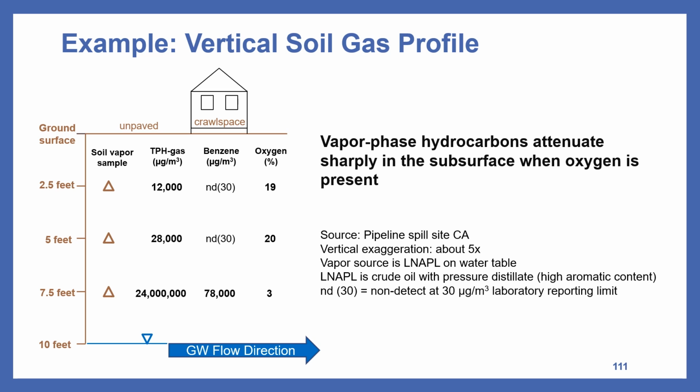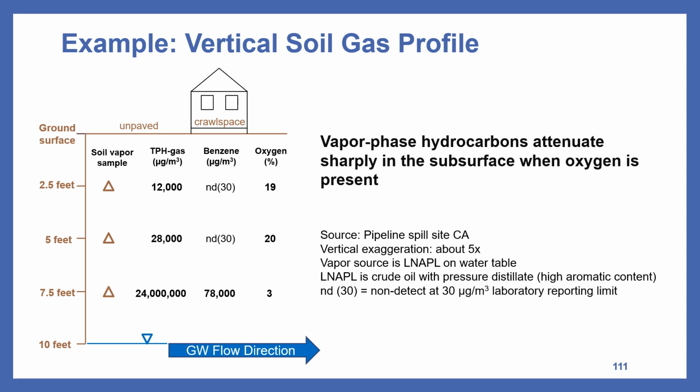And so you can see just above the water table and the LNAPL, which I haven't really drawn in here, we have about 24 million micrograms per cubic meter of TPH gasoline. This is a fairly typical near-source vapor concentration. Within 2.5 feet, we lose 3 orders of magnitude of concentration. So significant reduction over a very short distance.